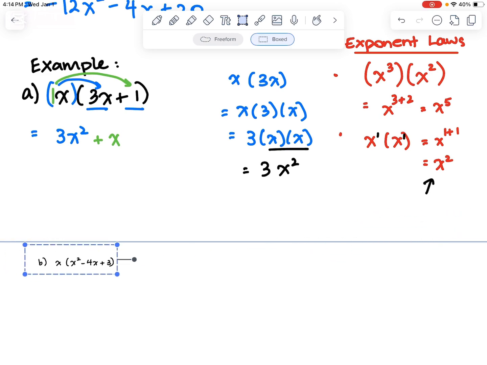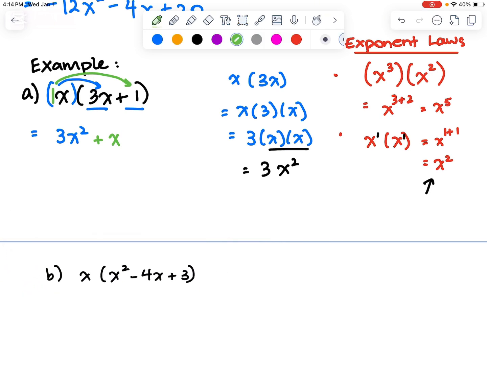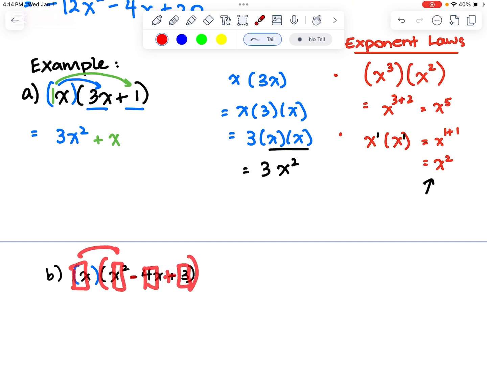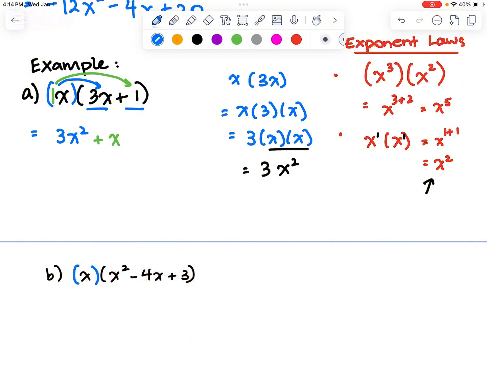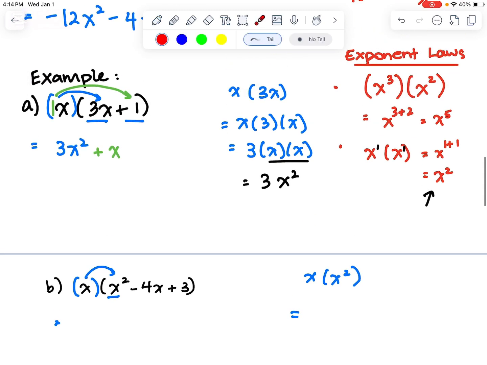One more like that. Here's part B. If you want to try to do it on your own, you can. Otherwise, let me take it up with you. Again, we have the same kind of distributive law pattern. I have something in front of brackets, and in this case, I have 3 terms on the inside. So I'm going to have 3 arrows, and 3 terms in my final answer. Here's the first one, x times x squared. There's my rough work, and that goes back up to here.